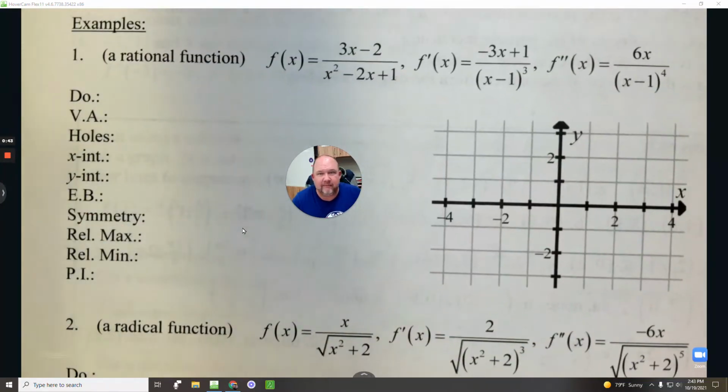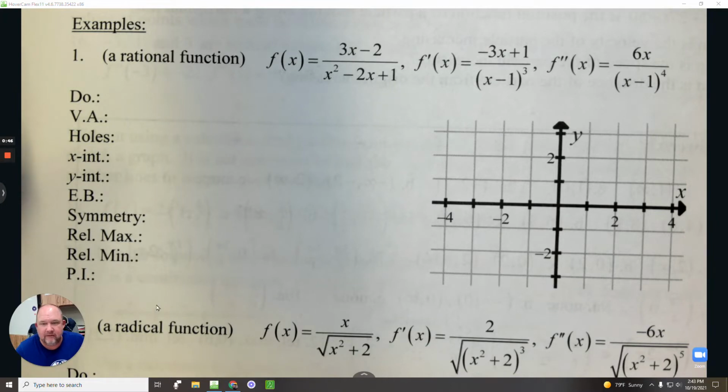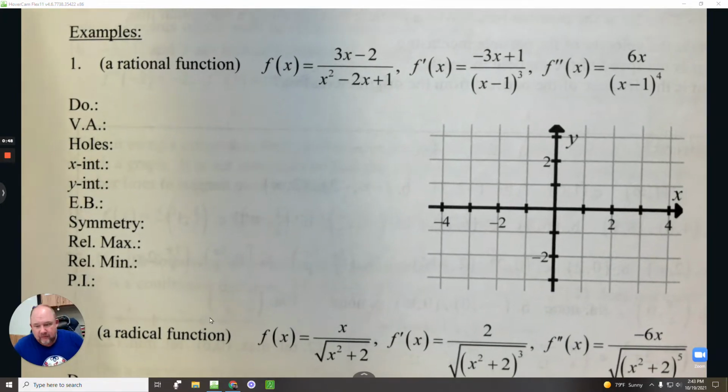Look at number one. Here I am. I'm floating in the middle now. I got to put myself back here. All right. So one step at a time.